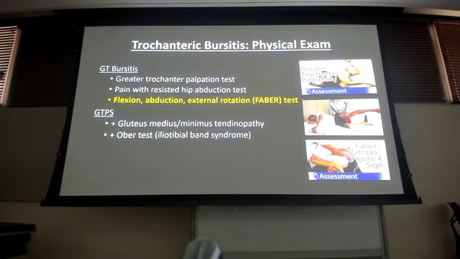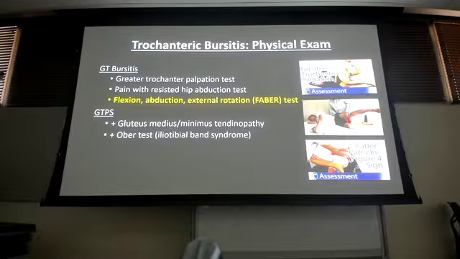Okay, all right. So when we get to our physical exam, this is really where I think it's intuitive, but what throws people off is the GTPS component. Trochanteric bursitis, they get it. But how is GTPS different? We will learn this before the test for sure.